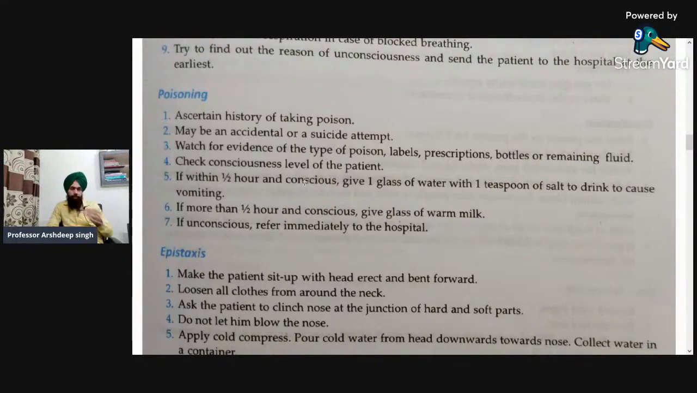of the poison. If more than half an hour or unconscious, give a glass of warm milk, and if unconscious, refer immediately to the hospital because it is an emergency condition. Then immediately refer that person to the hospital.